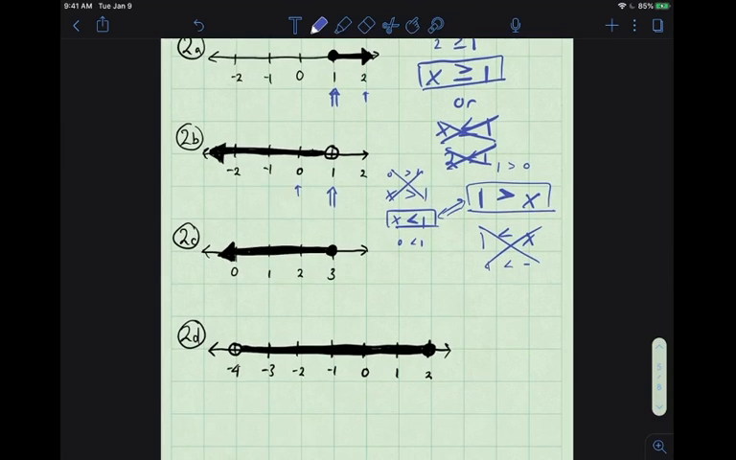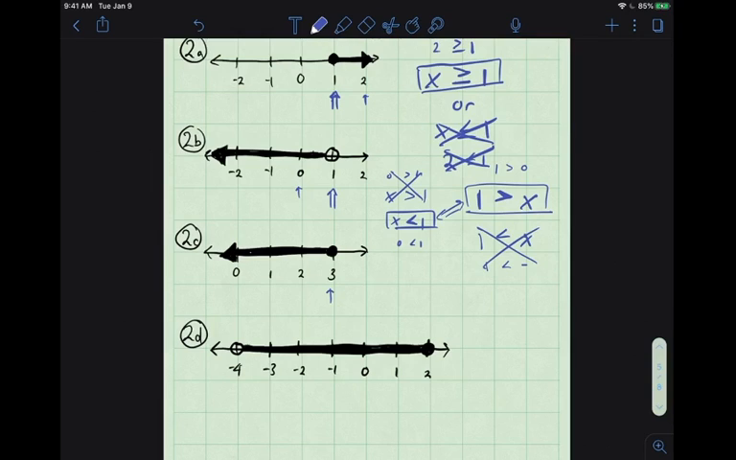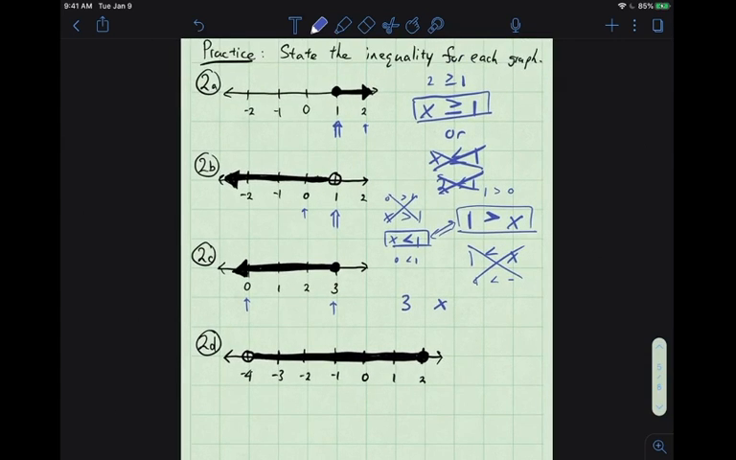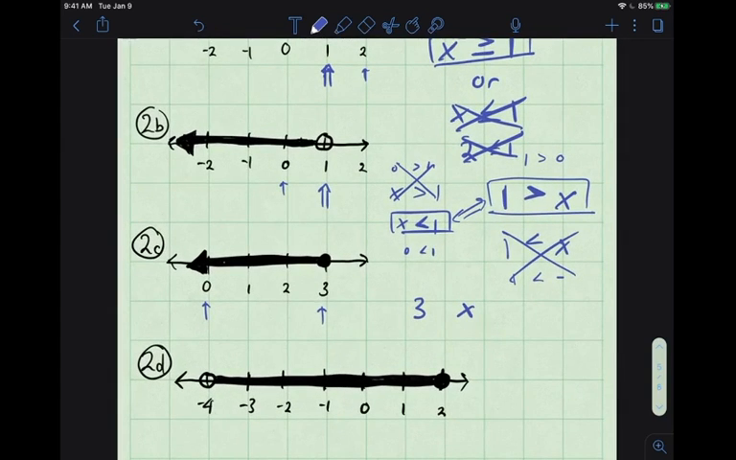Third problem. Start with where the dot is. It's at 3. Has to deal with x. 0 has to be a part of its answer. So then it's all numbers less than 3. 3 is the bigger number here, and I include the equal sign. Or you could write it this way. Your choice.